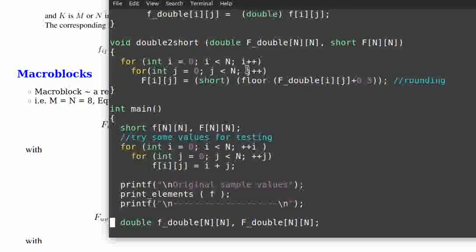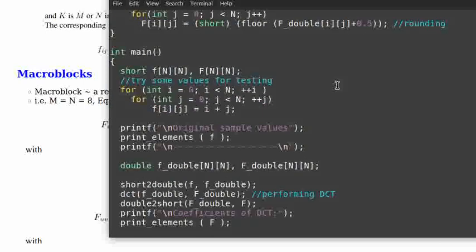Okay, the floor function is 7. On the other hand, if we have a value 7.7, 7.7 plus 0.5 is 8.2, so the floor function will be 8. So this is a rounding function. Okay, so this is the main.